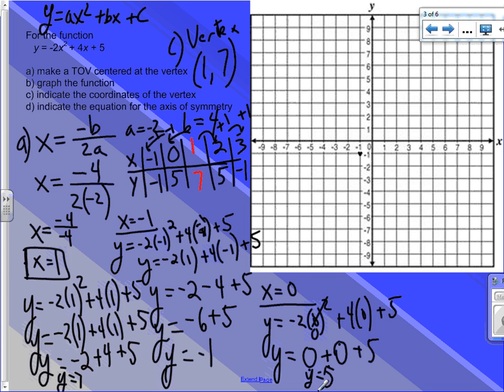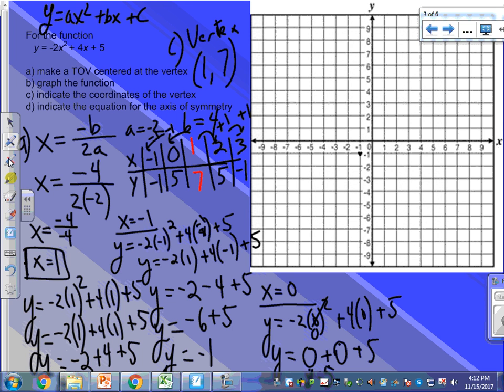I'm doing it again. Oh, that looks like a heart I made. Look at that. I didn't even intend to do that. It looks like a heart.